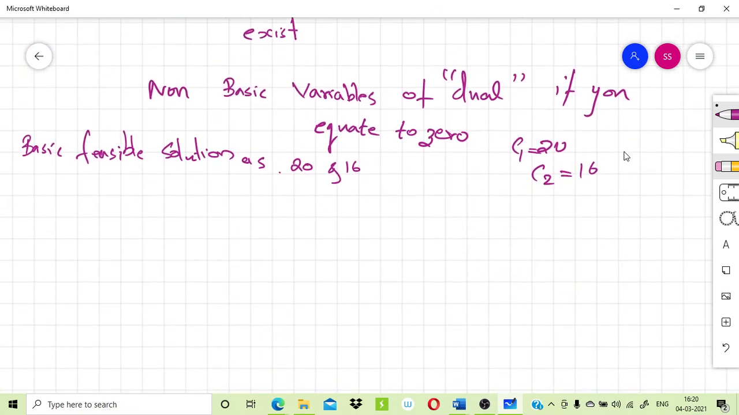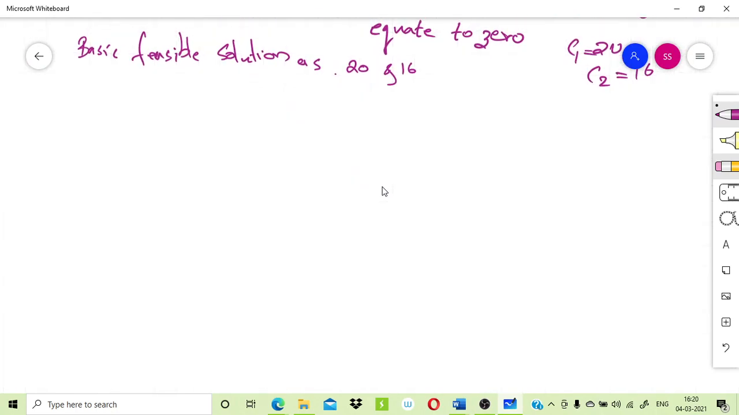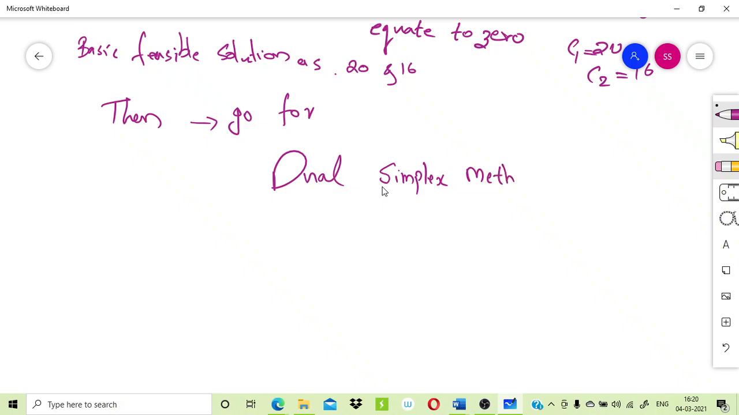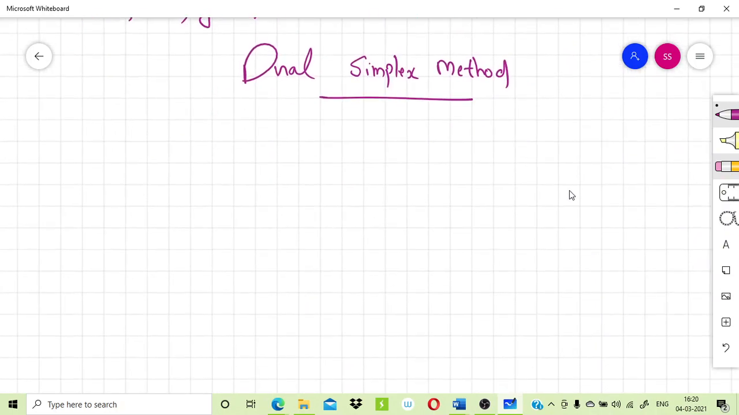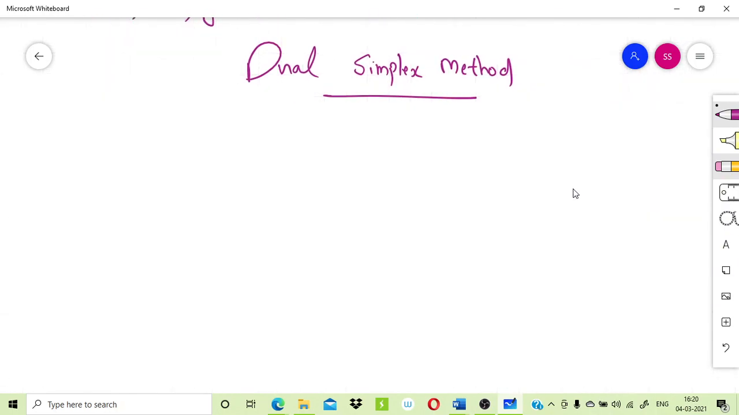So in that case, we will go for our dual simplex method. This method is nothing but the simplex method applied to the dual of the LPP, the dual of our primal problem.